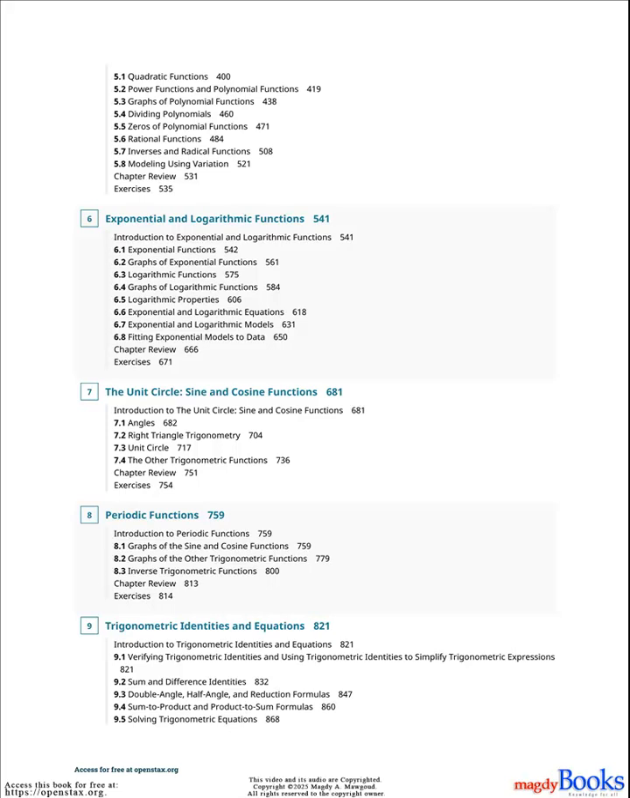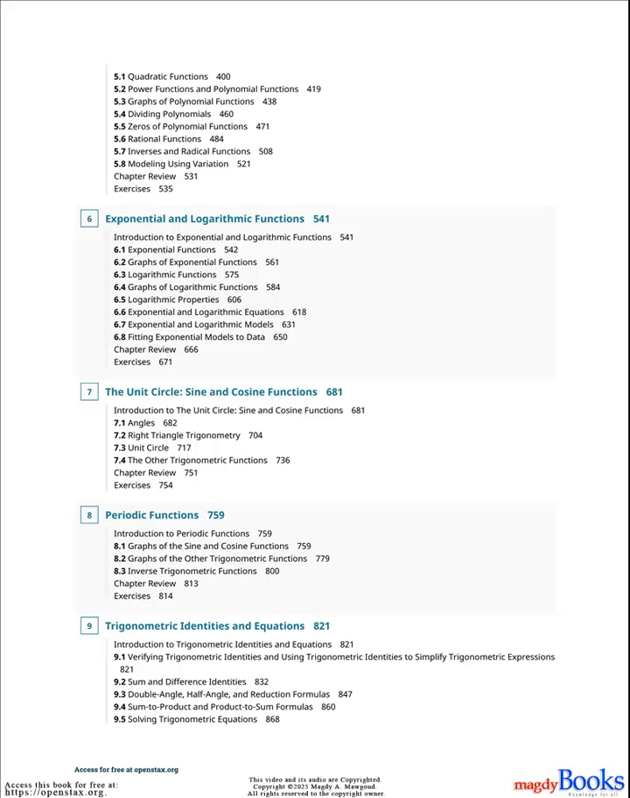Introduction to Exponential and Logarithmic Functions. 6.1. Exponential Functions. 6.2. Graphs of Exponential Functions. 6.3. Logarithmic Functions. 6.4. Graphs of Logarithmic Functions. 6.5. Logarithmic Properties. 6.6. Exponential and Logarithmic Equations. 6.7. Exponential and Logarithmic Models. 6.8. Fitting Exponential Models to Data. Chapter Review. Exercises. 7. The Unit Circle.